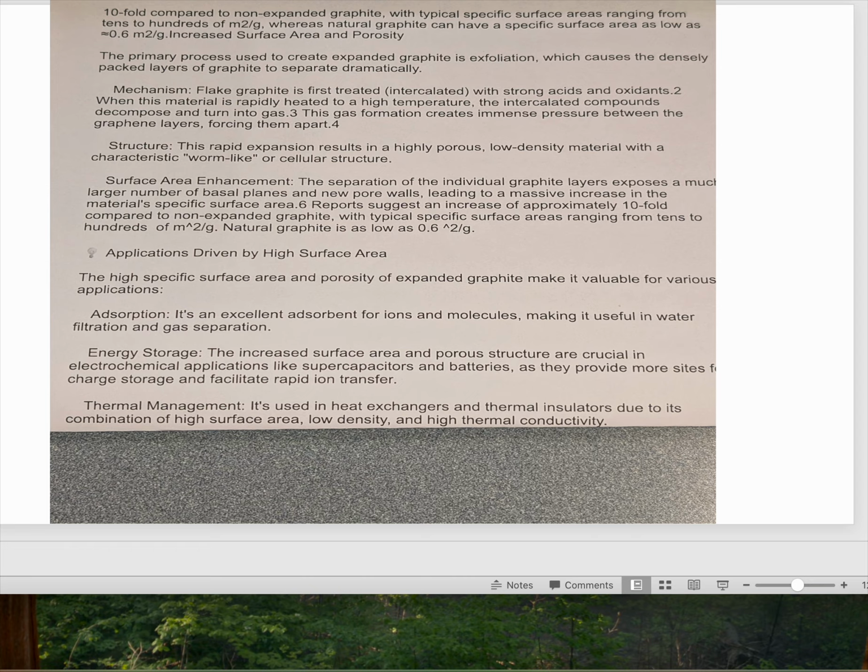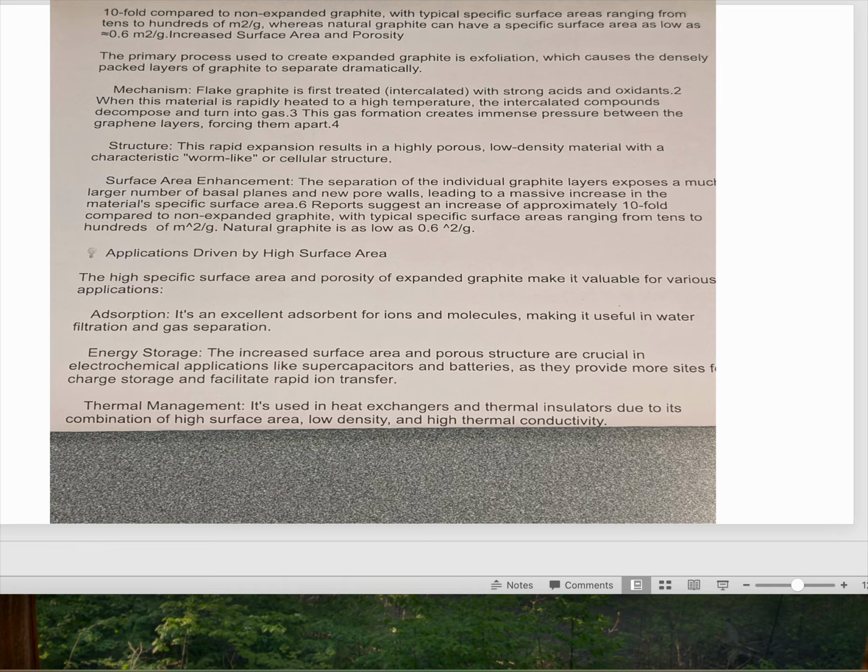What are the applications driven by this high surface area? The high specific surface area and porosity of expanded graphite make it valuable for various applications. Adsorption. It's an excellent adsorbent for ions and molecules, making it useful in water filtration and gas separation.